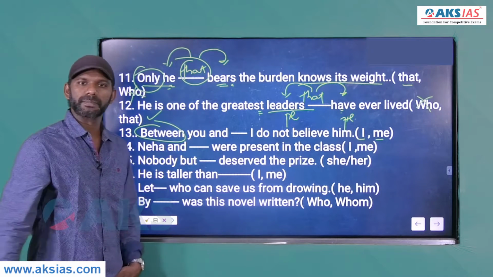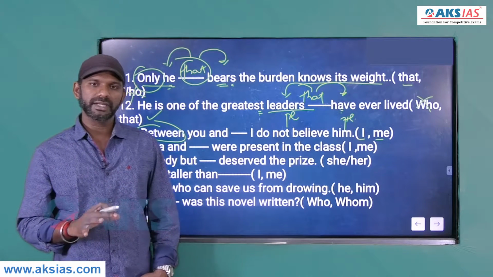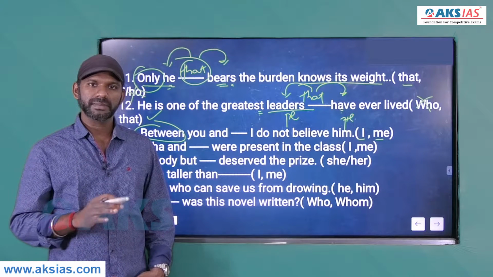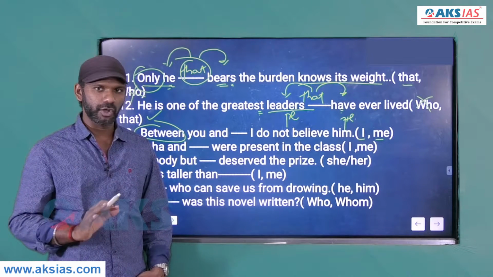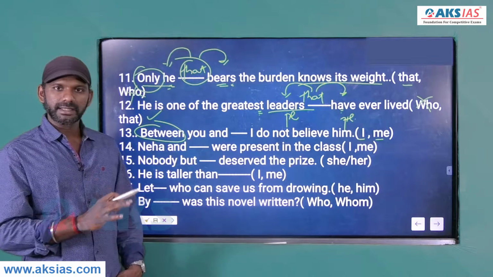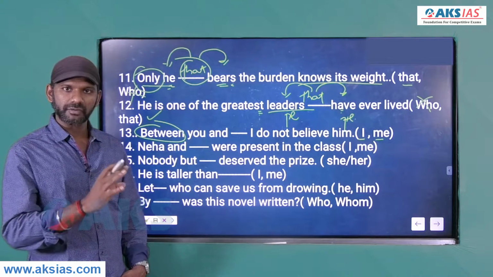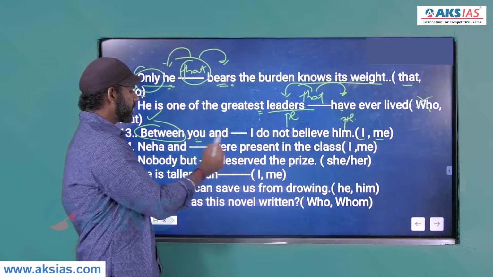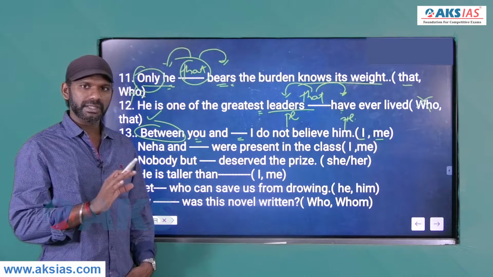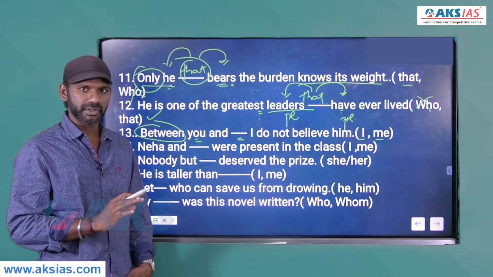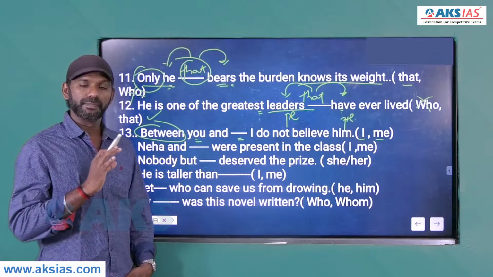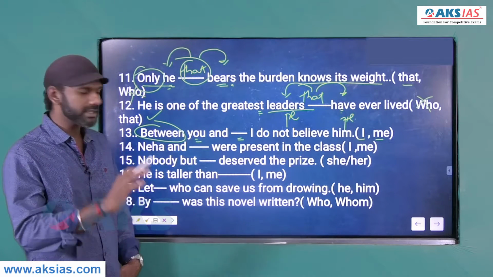Between is a preposition. The third rule that we discussed in the objective form: any pronoun that comes after a preposition must be in the objective form. Now in this sentence, between is a preposition, and we have 2 pronouns coming after the preposition. One is you and the other one is the blank. So any pronoun that comes after a preposition must be in the objective form. So both the pronouns must be in the objective form.